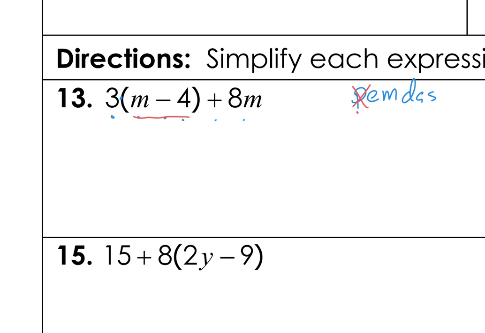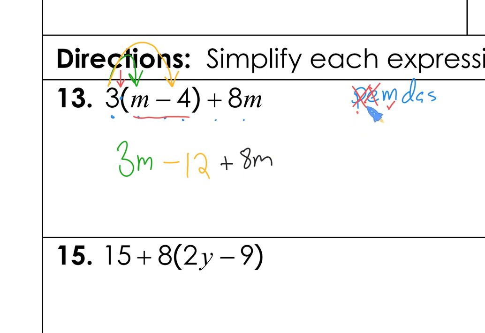Do we have any exponents? No. No exponents. But we do have multiplying. Where? Right here. So what we're going to do is distribute 3 times m is 3m. 3 times negative 4 is negative 12. And then what we're going to do is this plus 8m just drops down. How come? Because we didn't do anything with him yet. So we should really go double check.